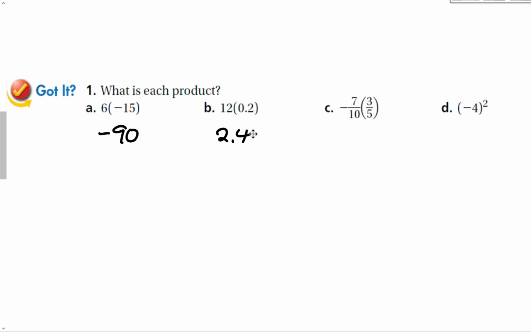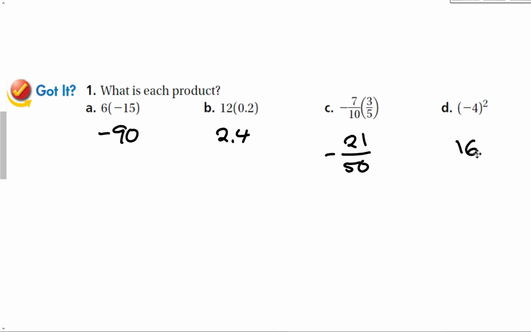My fraction is going to be 21 over 50, which is negative and does not reduce. If you can reduce a fraction, you always should. And of course, negative 4 squared means negative 4 times negative 4. Both of those are negative, so that is a positive 16.